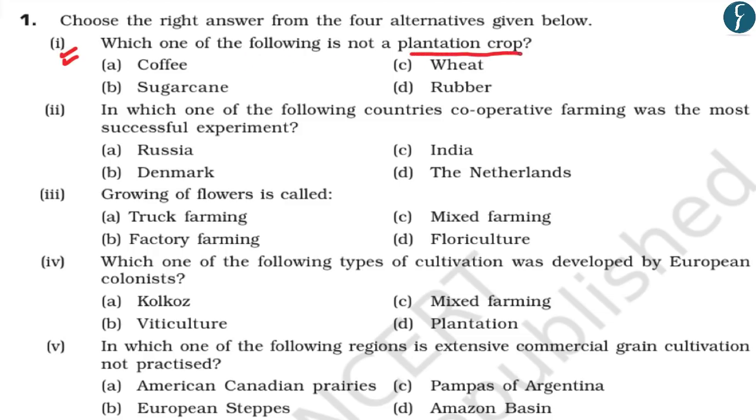Now, the Class 12th NCERT book also contains a question as to which one of the following is not a plantation crop, wherein the four options are coffee, wheat, sugarcane, and rubber. Wherein the explanation from this section, you would understand that wheat is not a plantation crop because it is not a cash crop but a food crop.